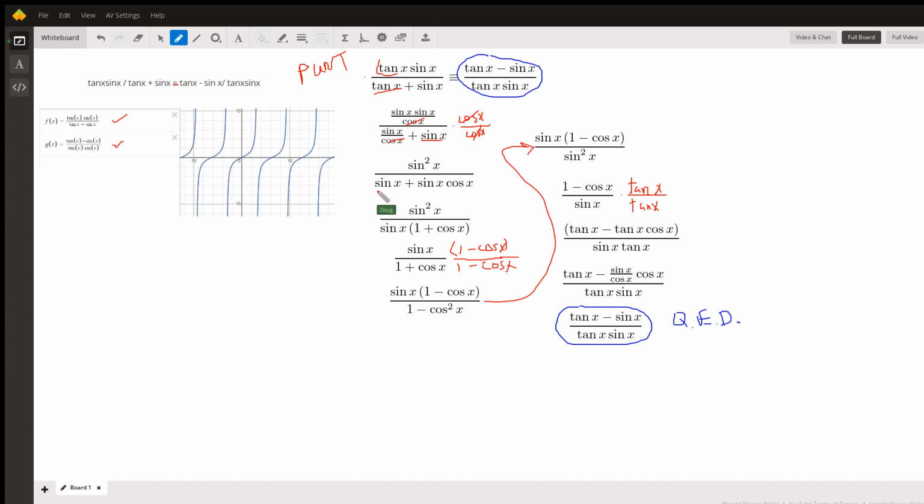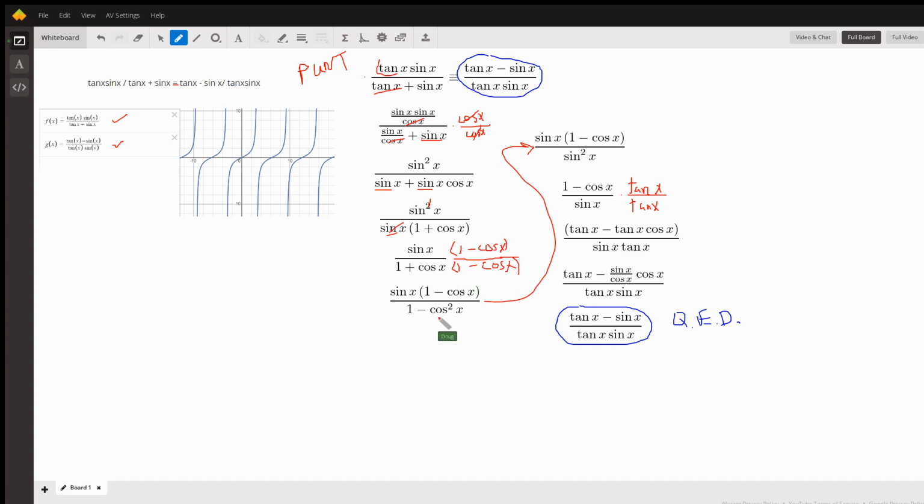And then I noticed, hey, everything's divisible by sine of x. I factored out the sine of x from the denominator, canceled out one of these sines of x's, and I'm left with this. And then I said to myself, well, that's not looking like the right side very much, but I noticed that if I multiply by the conjugate of the denominator, that I'll get a difference of squares.